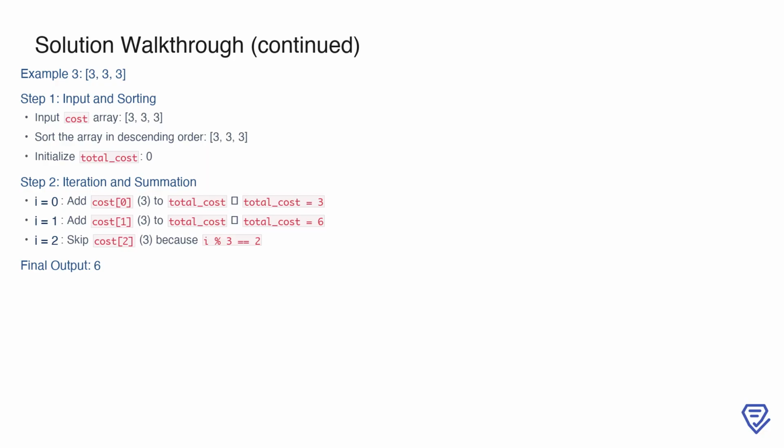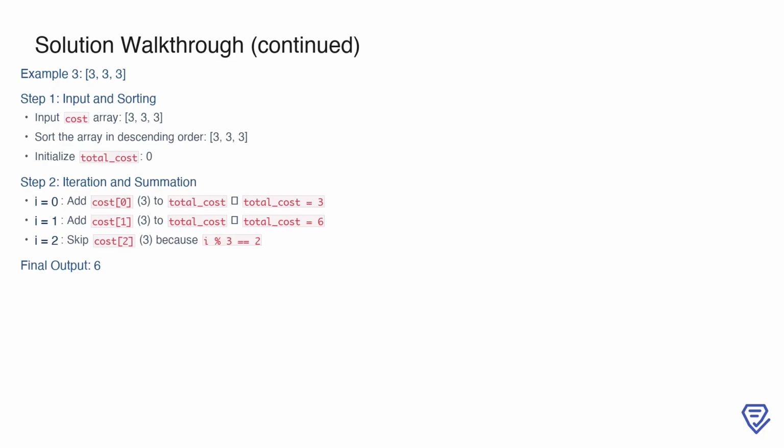Here, we start with the input array, 3, 3, 3. Sorting the array in descending order doesn't change the order, so it remains 3, 3, 3. We initialize total_cost to 0. Beginning the iteration, at index 0, we add the cost of 3 to total_cost, making it 3. At index 1, we add the cost of another 3, bringing the total to 6.